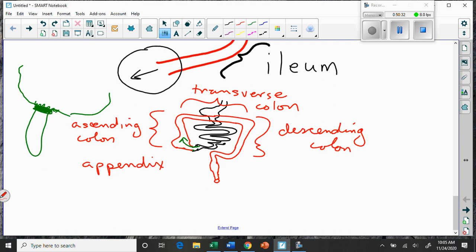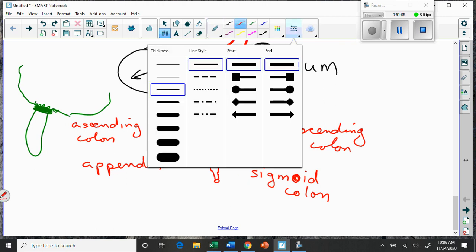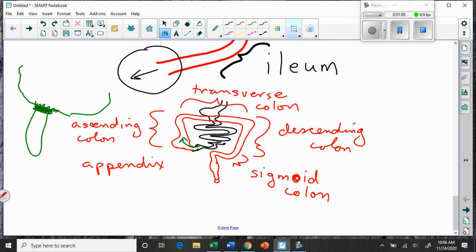And then there's the little squiggly part, which is S-shaped. S in Latin is sigma, so we call this the sigmoid colon. It's S-shaped, but we use the Latin word sigma. It's the last section. So in the medical world, they divide it all up like this. And then, of course, at the bottom, I should move this little bracket a bit more like that, because the last part is called the rectum.